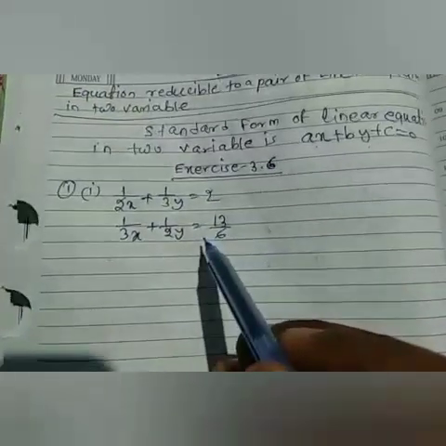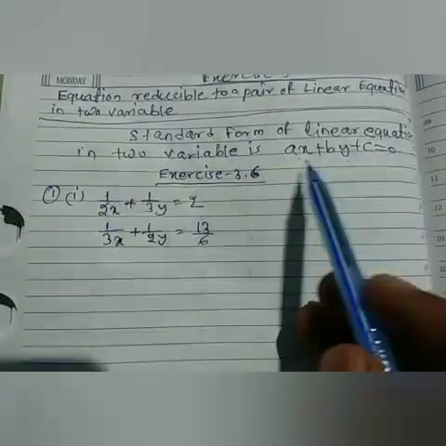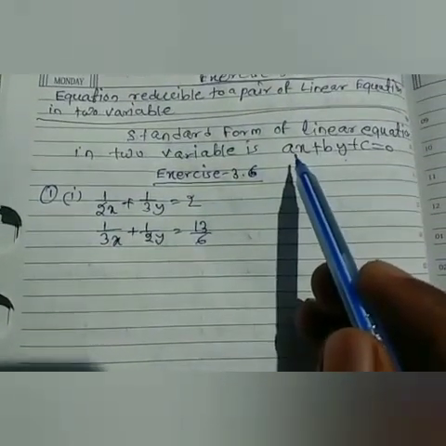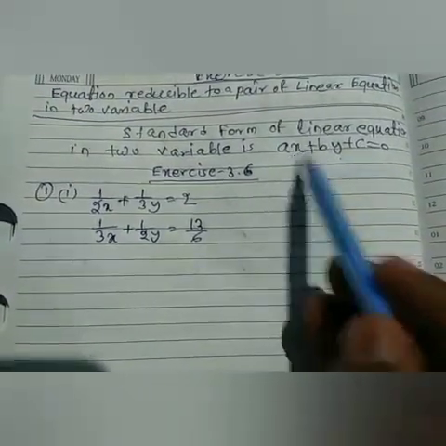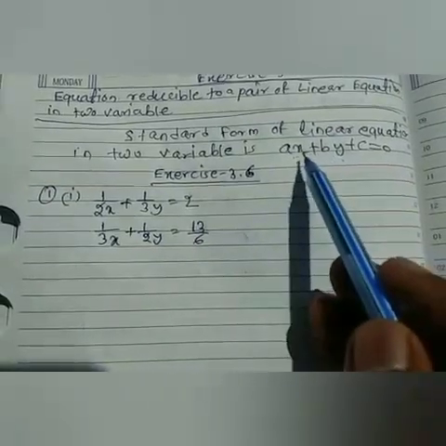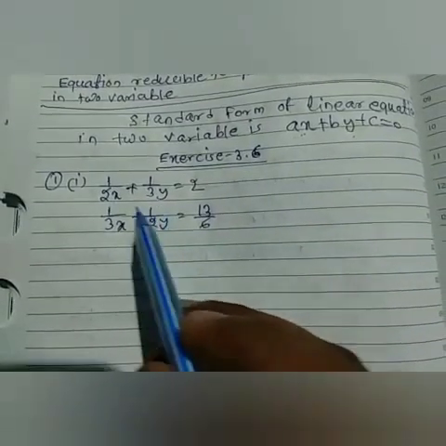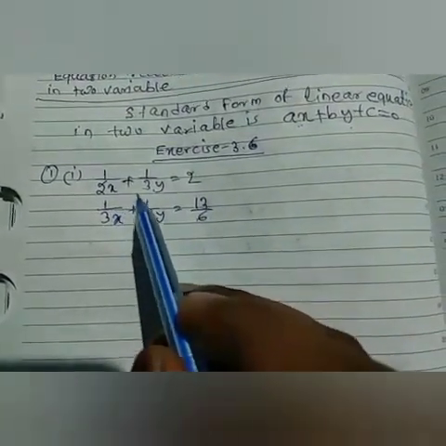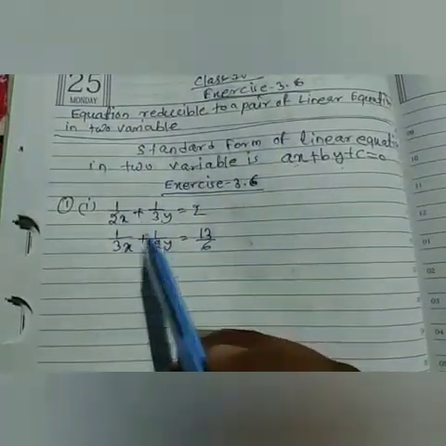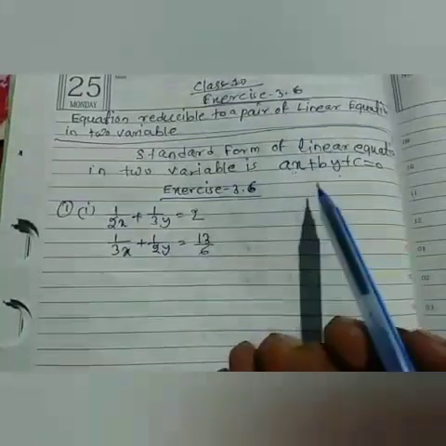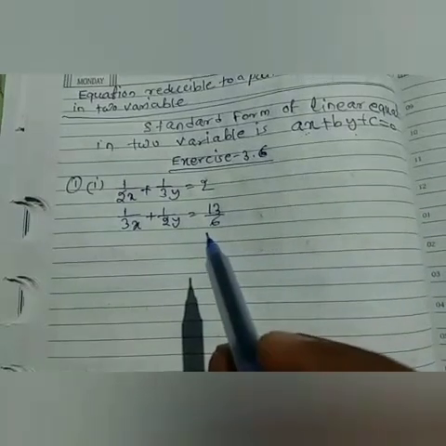These equations are not in the standard form of a linear equation, which is ax plus by plus c. Look, the variable is in the numerator there, but here the variable is in the denominator. So we have to reduce this format into a pair of linear equations. This is very, very important from the exam point of view.